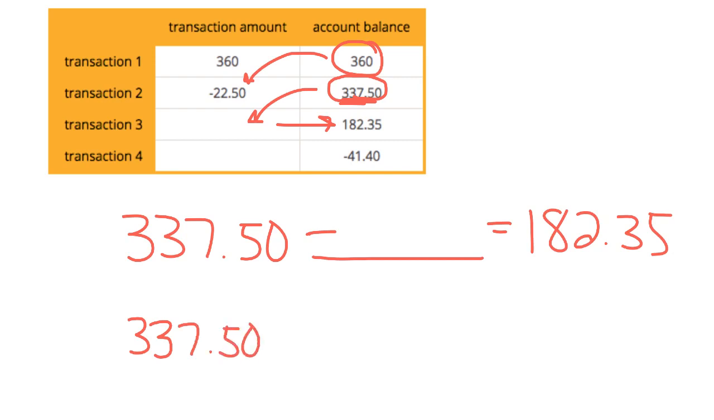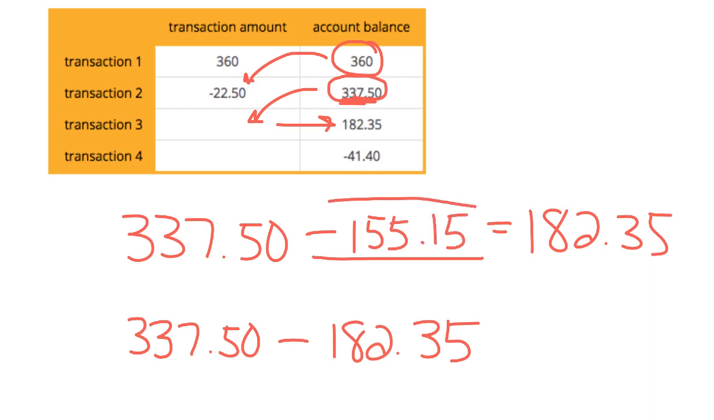So to figure that out, we do 337.50 minus 182.35, and that gives us $155.15. So the transaction is minus 155.15.